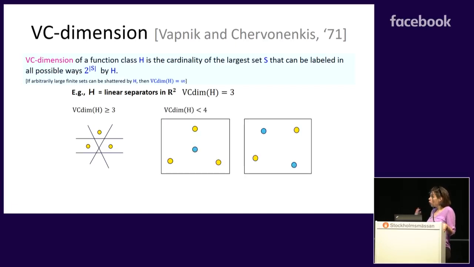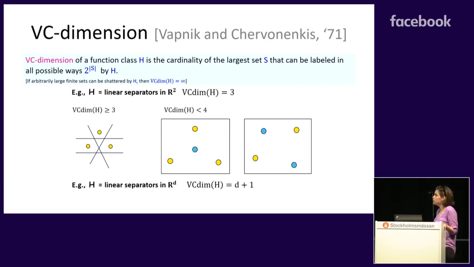But we can also show that no set of 4 points can be labeled in all possible ways by linear separators in R^2. In particular, there are just 2 cases. If one of the points lies inside the convex hull of the others, then we cannot achieve the labeling where this one is negative and all these other 3 points are positive. Or if none of the points lies in the convex hull of the others, then we cannot achieve the labeling where these 2 opposite points are labeled as positive and the other 2 opposite points are labeled as negative. So no set of 4 points can be shattered, but there exists a set of 3 points that can, so the VC dimension of linear separators in R^2 is 3.